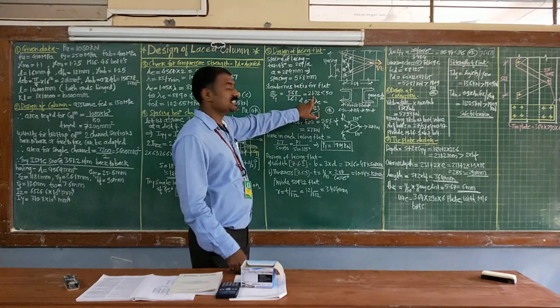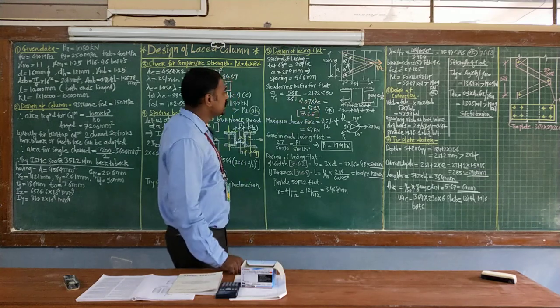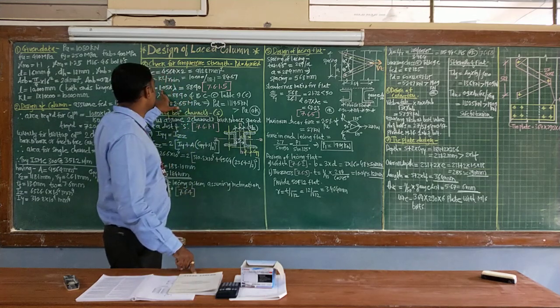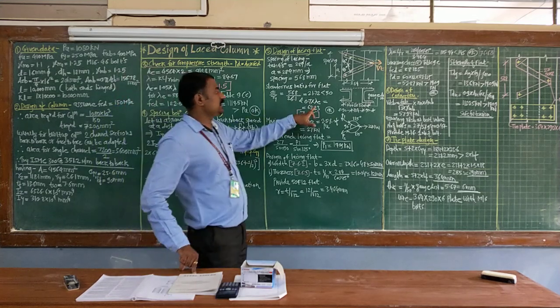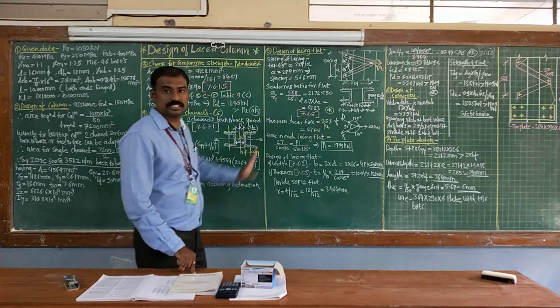So already we are getting a lesser value, 21.72, and again it should be less than 0.7 times the effective slenderness ratio, lambda equivalent. That is equal to 62.23. Therefore, it is safe. The slenderness ratio for the lacing flat is safe.